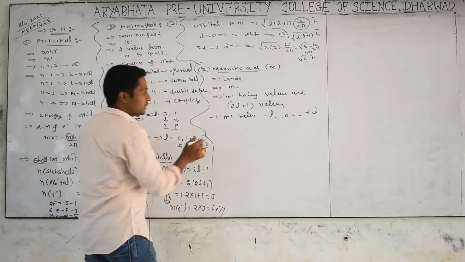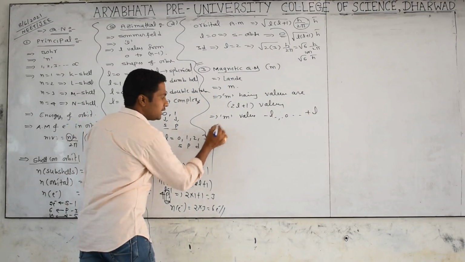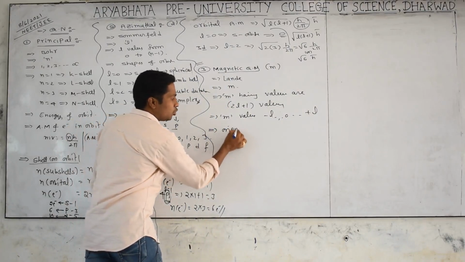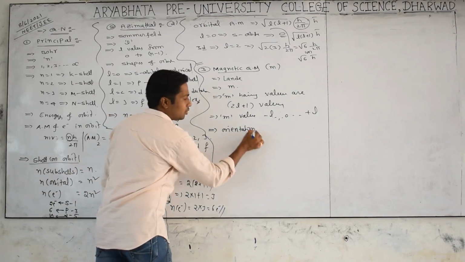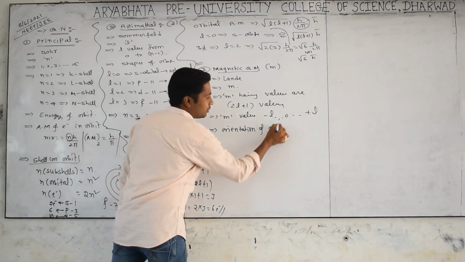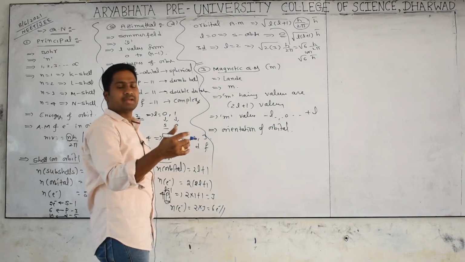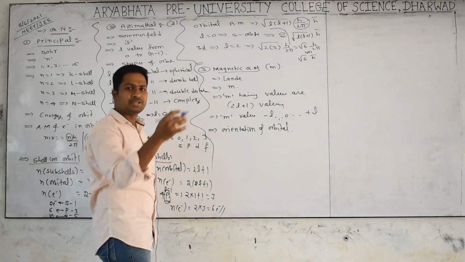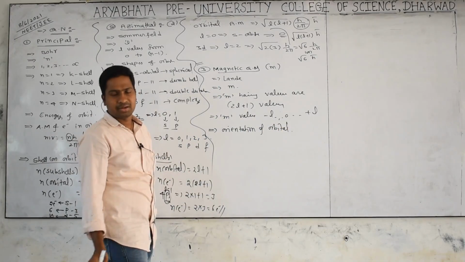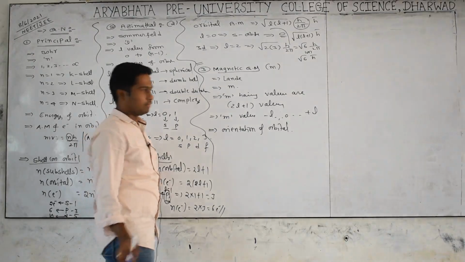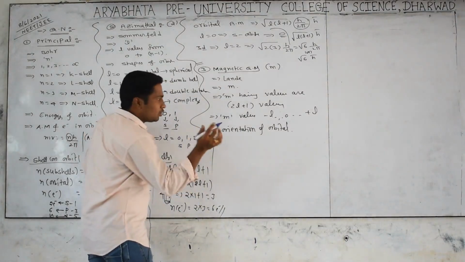Observe very carefully the things here. So what is this? It mainly explains the orientation of the orbital. What is the meaning of orientation? It is whether it is on the axis or in between the axes, what its location is and where it is distributed. All these things are explained by the magnetic quantum number.